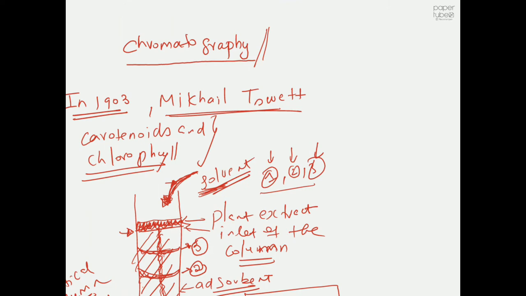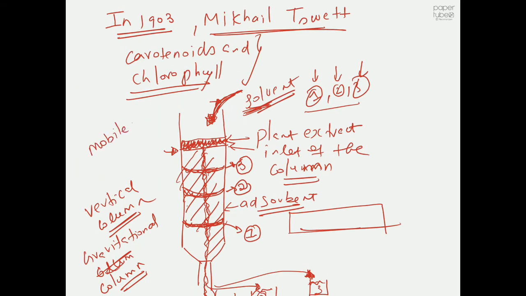And we call this the mobile phase. The solvent which is continuously supplied on the top of the column is called the mobile phase, and the solid particles which we filled in the column are called the stationary phase. Or if you want, we can even call the mobile phase the eluent. So why do we call it eluent? Okay, let's come back to that later.